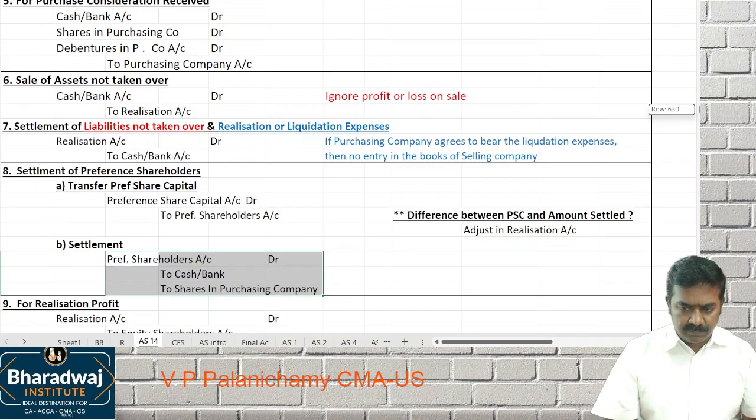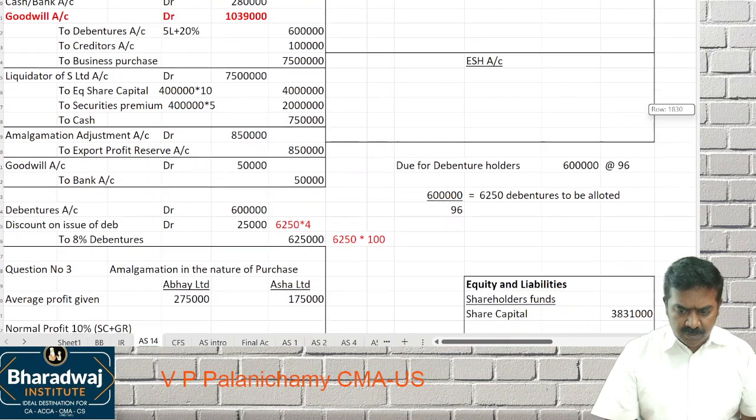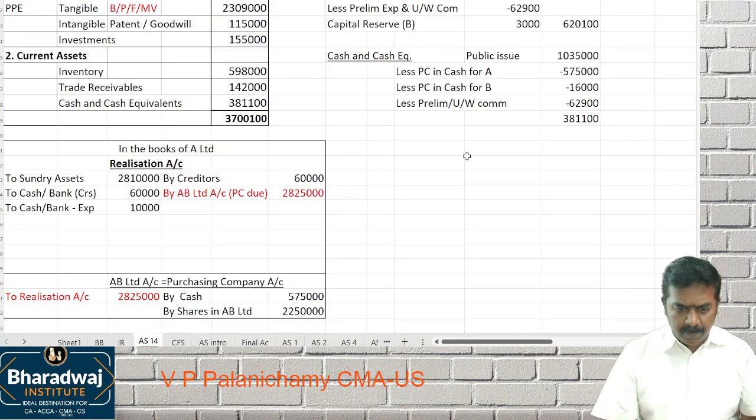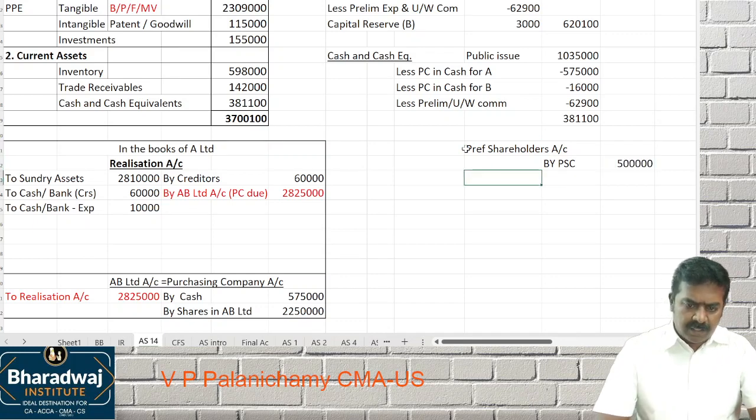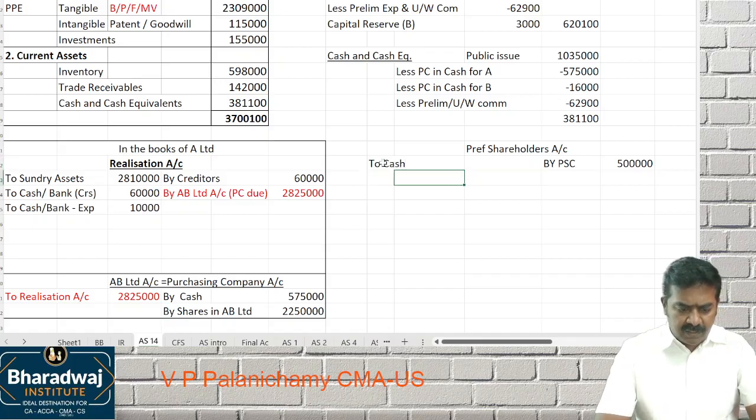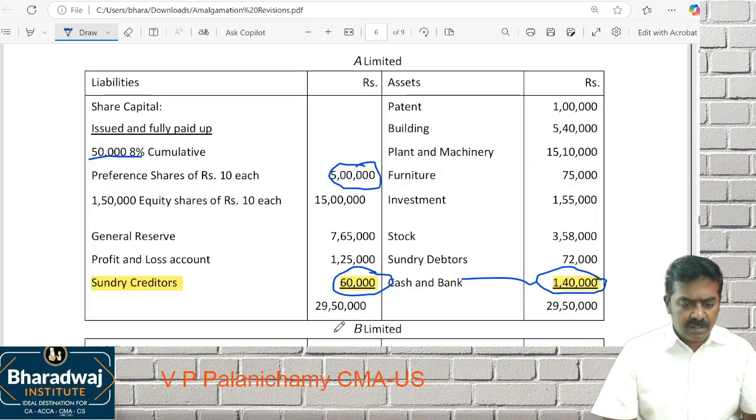Next. Let us prepare the preference shareholders account. By preference share capital, how much? 5 lakhs. But how much are we paying in cash? 50,000 into 12 rupees we are paying. For each preference shareholder, how much are we paying? Look at this.